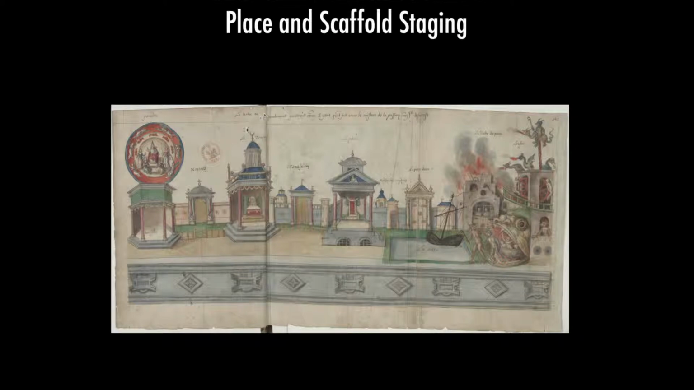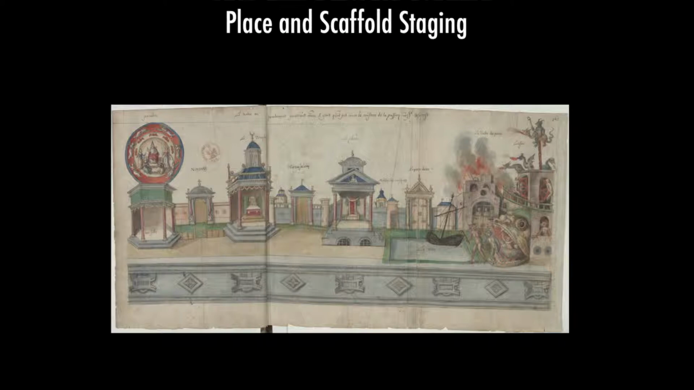So in pageant wagon staging, we have this notion of a built structure that's raised up off the ground that represents a geographic area, and then it is moved from point to point throughout the city. It's not that far of a step to consider taking a space like a field and setting up the stages within that field, and either moving the audience between these stages or moving the actors between these stages, and having each stage represent a geographic location or a particular point where an event would occur.